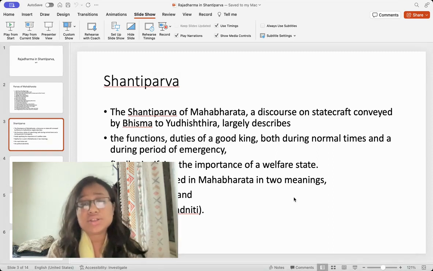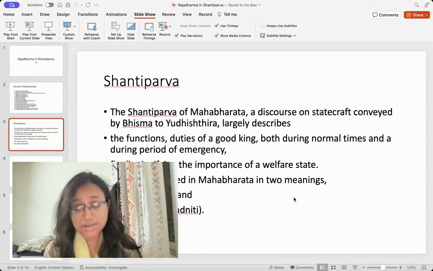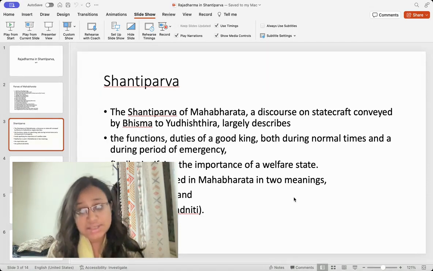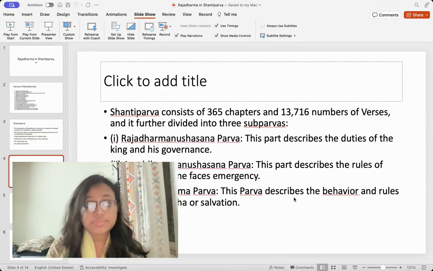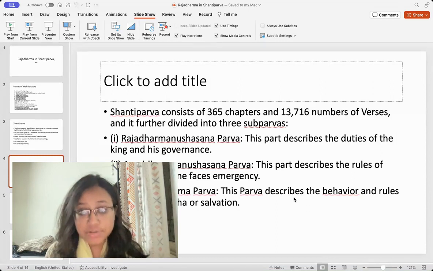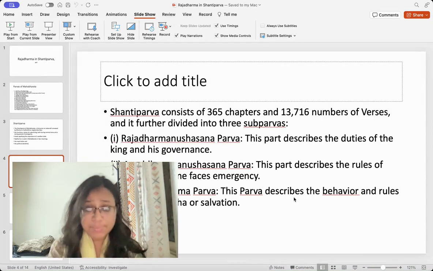Rajadharma is used in Mahabharata in two senses. The first one is in terms of the royal duties that need to be performed by a king, and the second meaning is in the political aspect of the application of Danda Niti by the king. Shanti Parva consists of 365 chapters and 13,716 verses. Shanti Parva is divided into three sub Parvas.